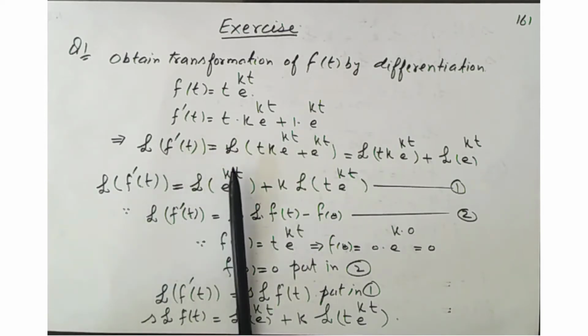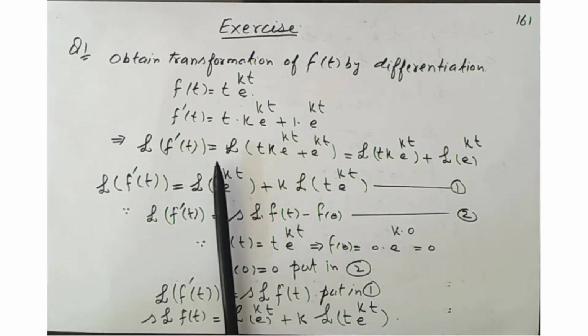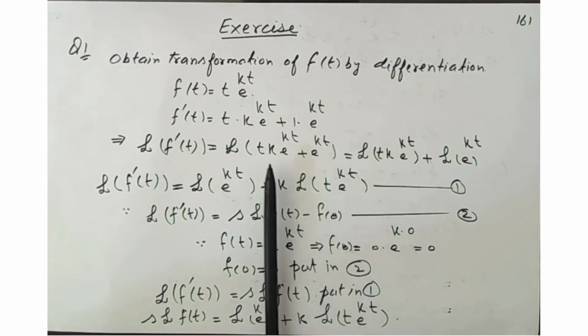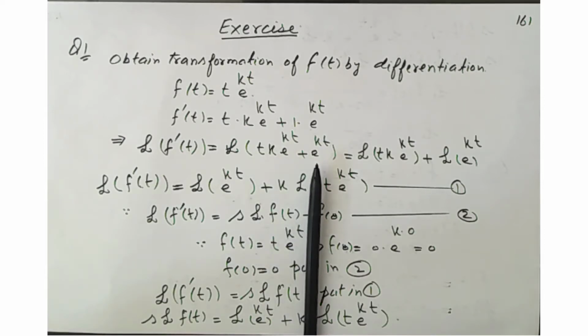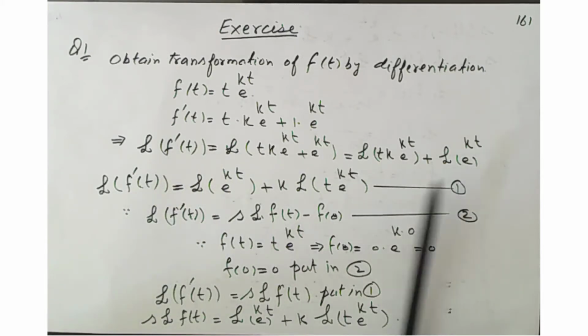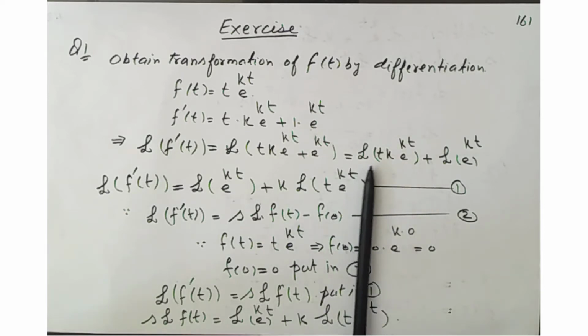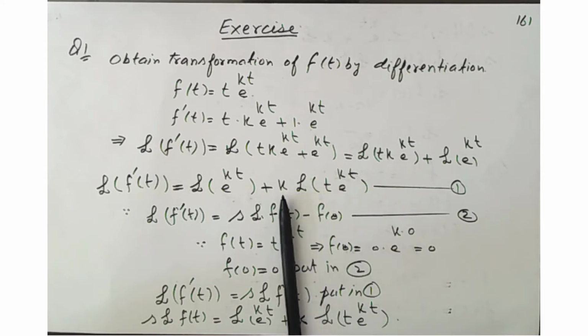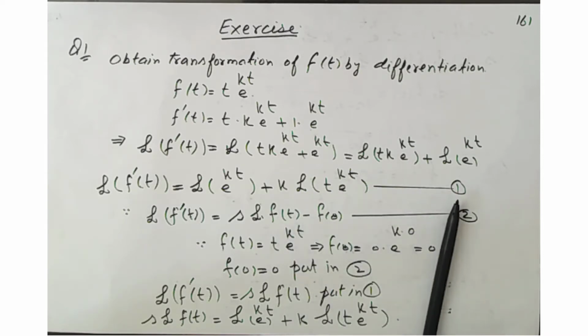Now taking Laplace on both sides, Laplace of f dash t equals Laplace of t k e to the kt plus e to the kt. We can write this term in this form. Now we take the separate Laplace of this term plus Laplace of this term. So this can be written as Laplace of f dash t equals Laplace of e to the kt plus Laplace of t k e to the kt. This k is constant, so we take it outside the Laplace. This is equation number 1.